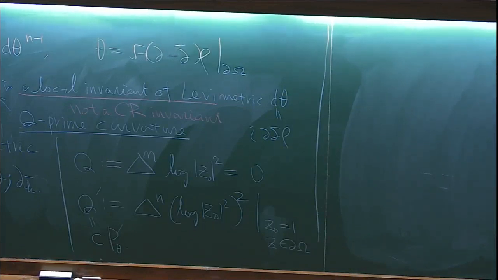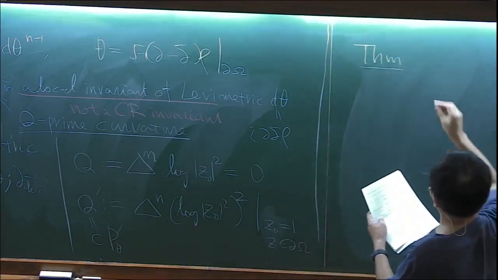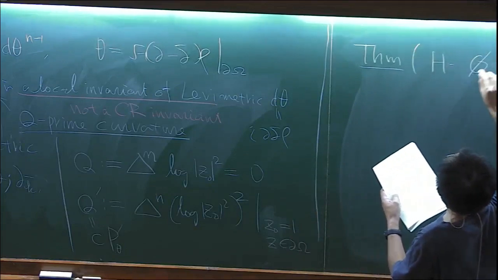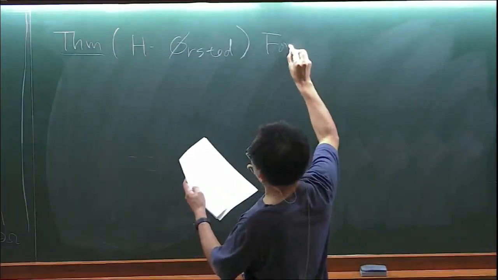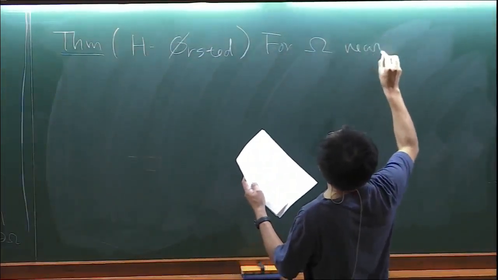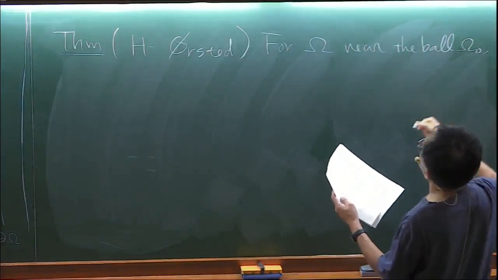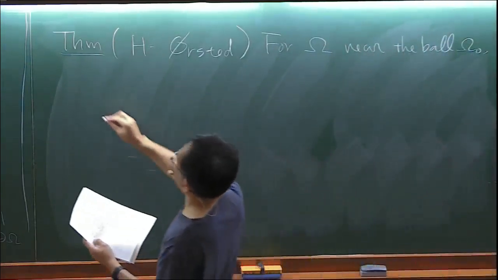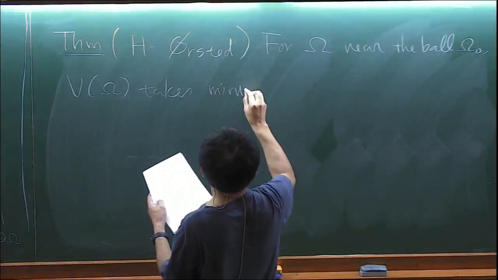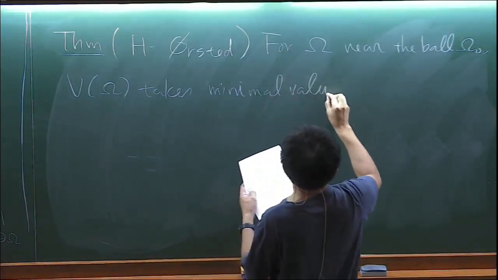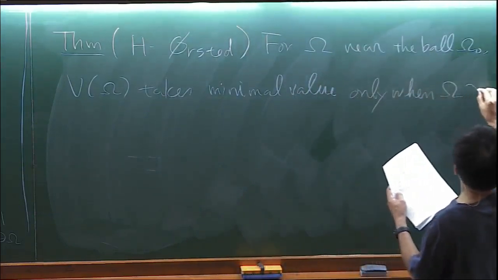So this is the construction. And then a theorem, to study some property of this new invariant. It's joint work with Bent Elsted, for omega near the ball. Just consider small perturbations of the ball. V omega takes its minimal value only when omega is biholomorphic to the ball.